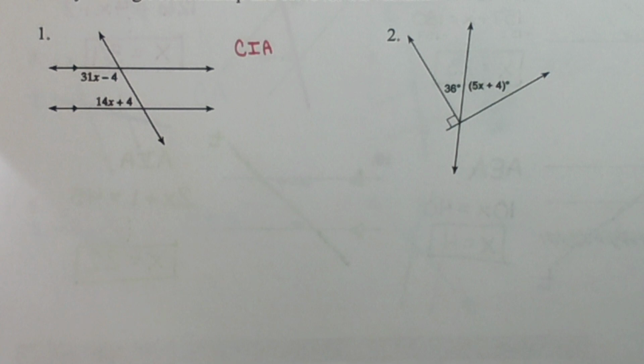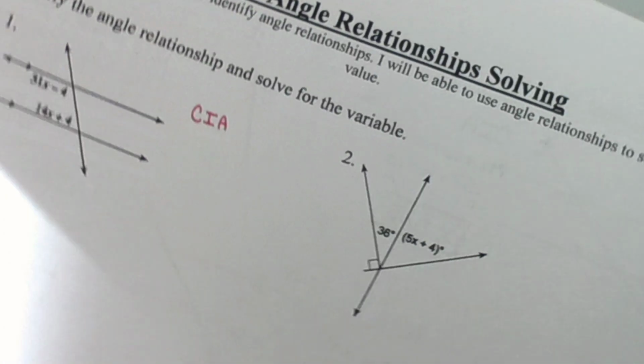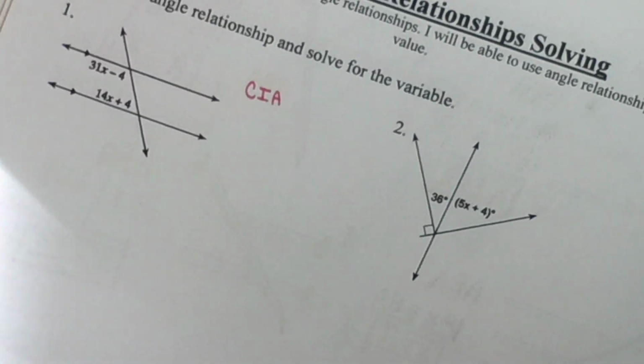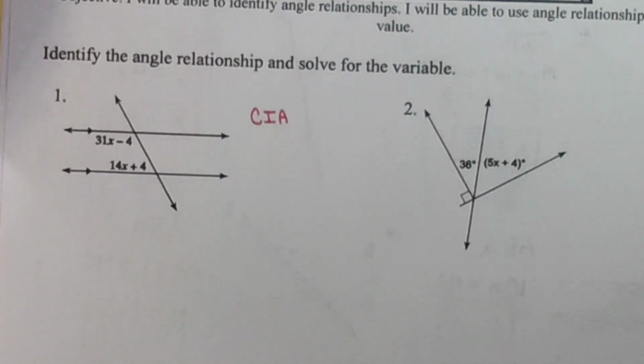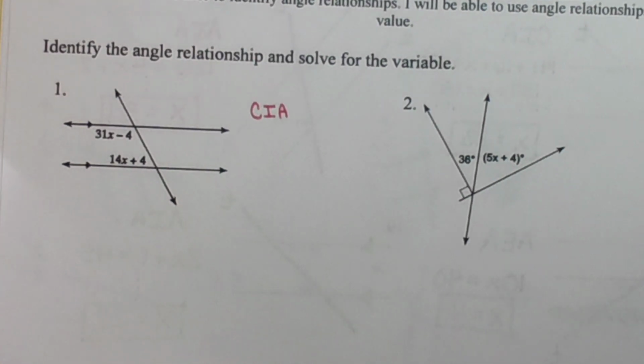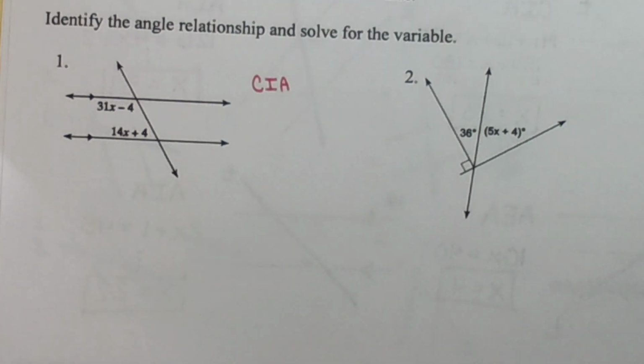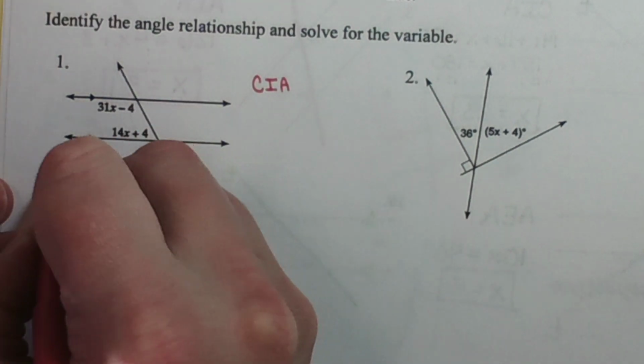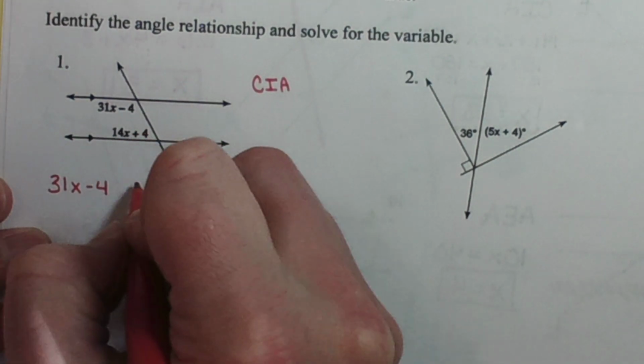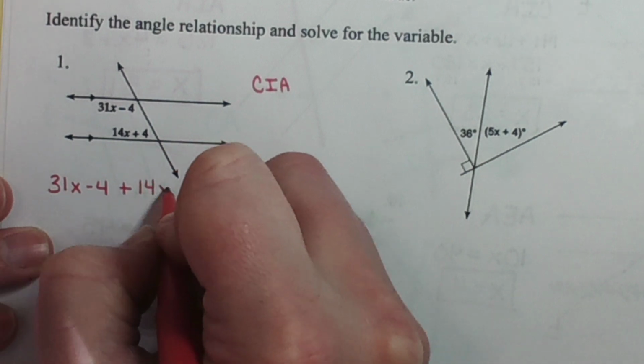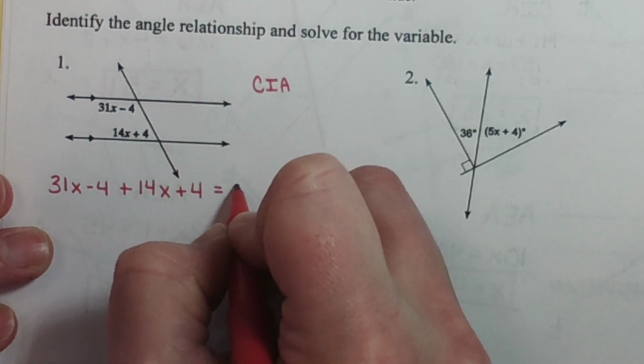Ella, what does supplementary actually mean? Great question. It's on the very bottom of the first page of your notes. They sum up to 180, meaning they add up to 180. So 31x minus 4 plus 14x plus 4 equals 180.